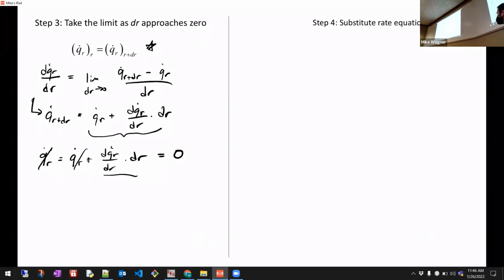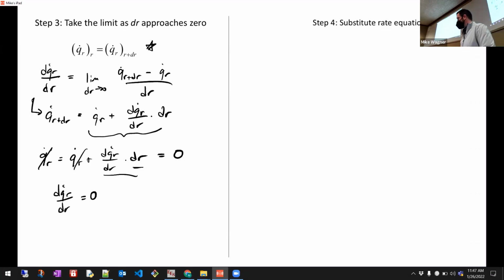If this is equal to 0, we have this differential width here, and we can actually divide that out. So we end up with dq̇r/dr equals 0. Again, this makes sense and is intuitive. We're saying the rate of change of heat transfer with respect to the coordinate r is 0. There's no place that heat's going other than in versus out, so it doesn't change. dq̇r/dr is 0 for this problem.